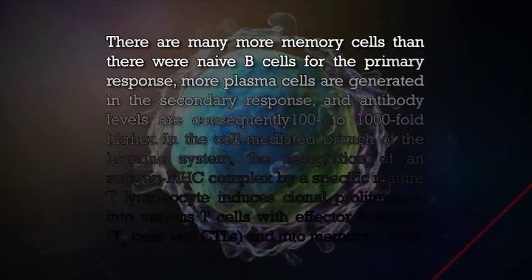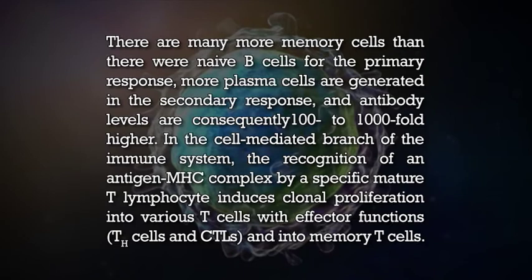In addition, because there are many more memory cells than there were naive B cells for the primary response, more plasma cells are generated in the secondary response and antibody levels are consequently 100 to 1000-fold higher.